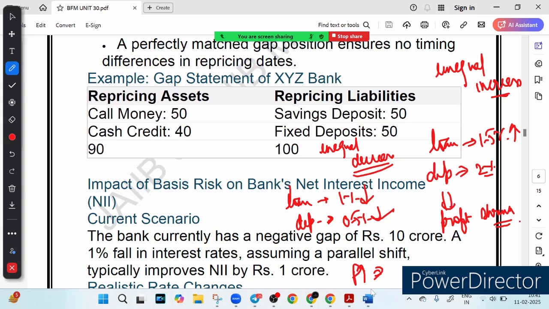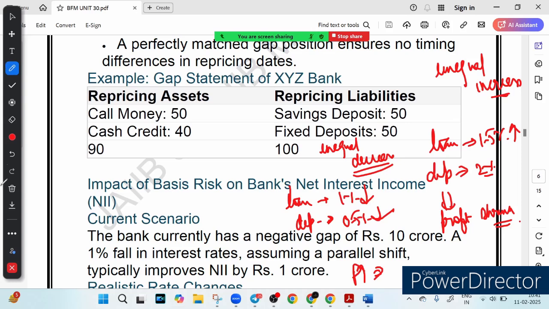So basis risk might sound small, but over time it directly impacts a bank's profitability. Even if everything looks balanced on paper, these small differences in interest rate movement can cause unexpected gain or loss. So what we learned is that matching repricing date is not enough. Rather, the bank must ensure that movement in interest rate on loan and deposit is predictable and manageable. Otherwise, basis risk can slowly eat into profit without warning. I hope this makes sense to you.